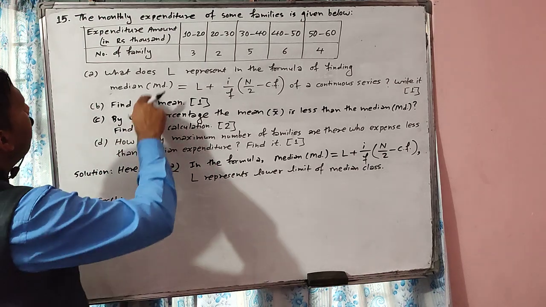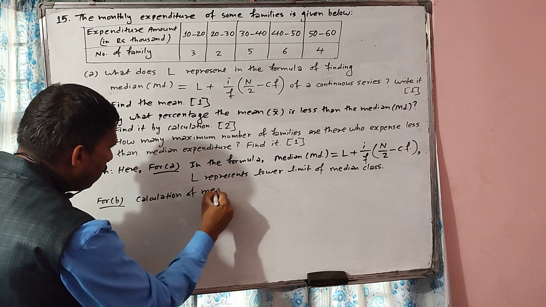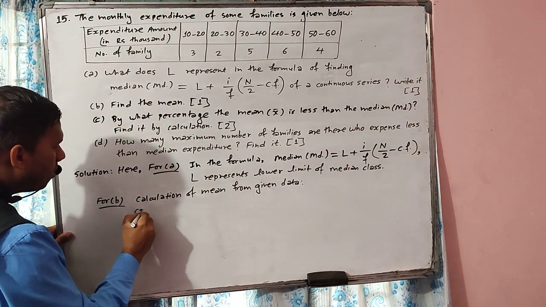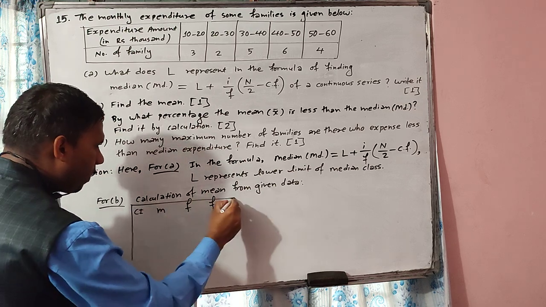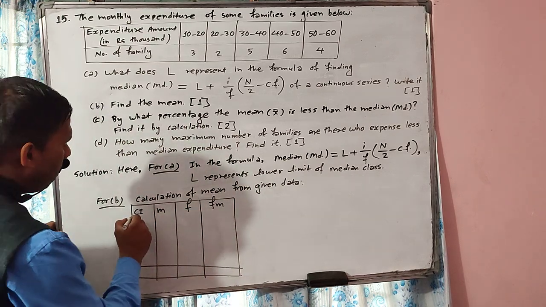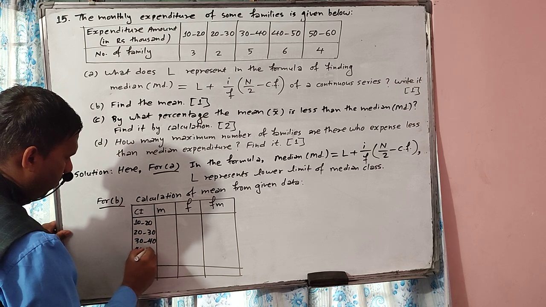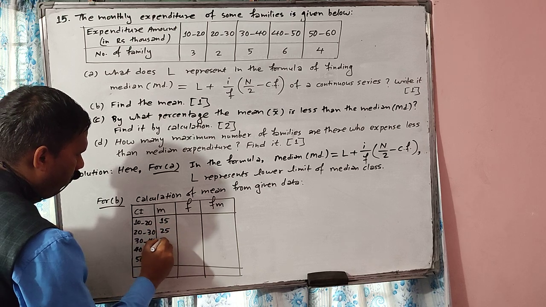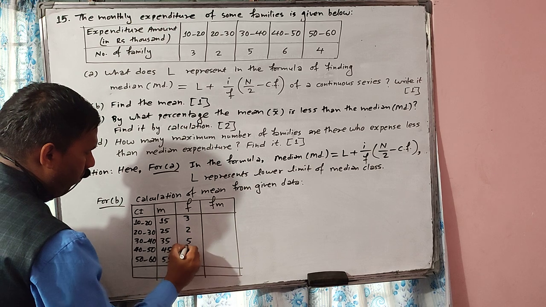Now for B, find the mean of the above data. We have to calculate the mean from the given data. Class interval CI, mean value M, frequency F, then FM. Now the class intervals are 10 to 20, 20 to 30, 30 to 40, 40 to 50, 50 to 60. Mean values: 10 plus 20 upon 2, that is 15, 25, 35, 45, and 55. Frequencies are 3, 2, 5, 6, 4.